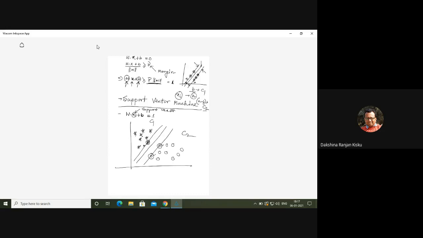Suppose there is one such feature vector from class C1 found near to this boundary, not on the boundary but near to it. But if there is noise or some disturbance associated with this feature vector, then due to the disturbance or noise, this feature vector will cross this hyperplane and be found in another class. In this case, this feature vector will be misclassified.